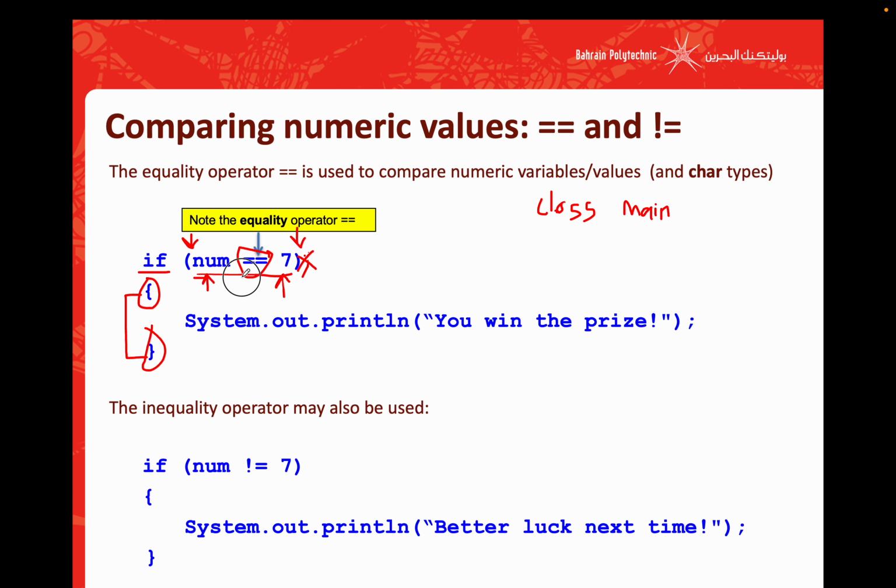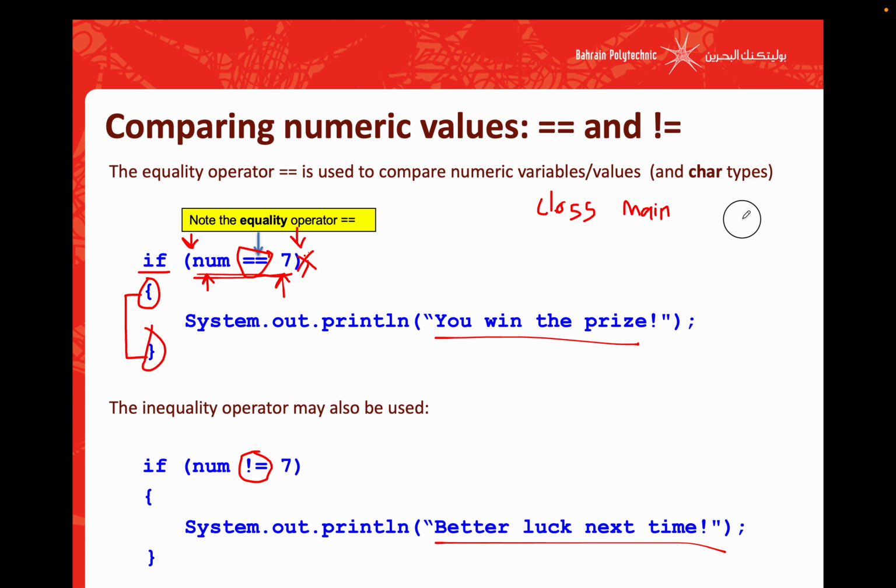Now, if the value was equal to 7, the system will print you win the prize. If the value was not equal to 7, it won't do anything because there is no other instruction. Similarly, you could have used not equal to 7, which is the inequality operator. In this case, if the number is any number other than 7, it would print better luck next time. So that is how you can create conditions in your code.